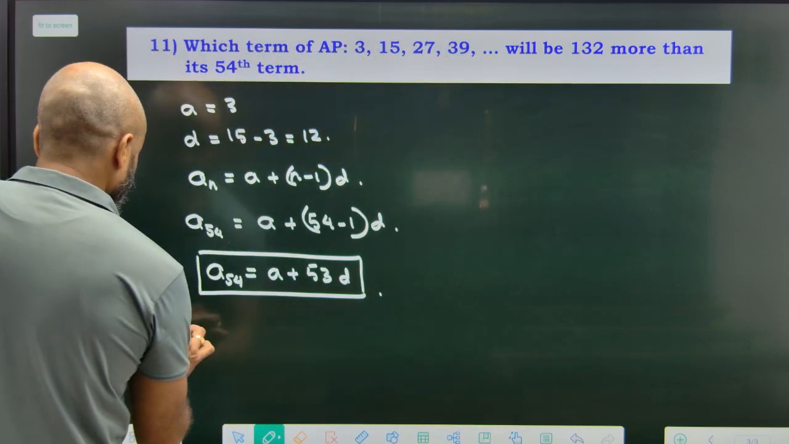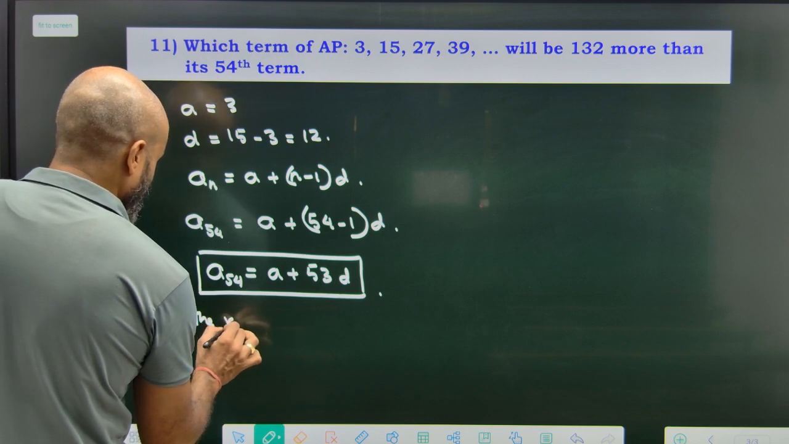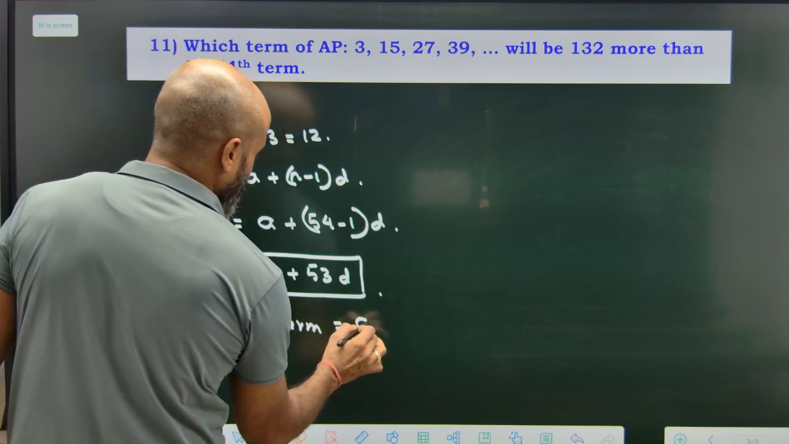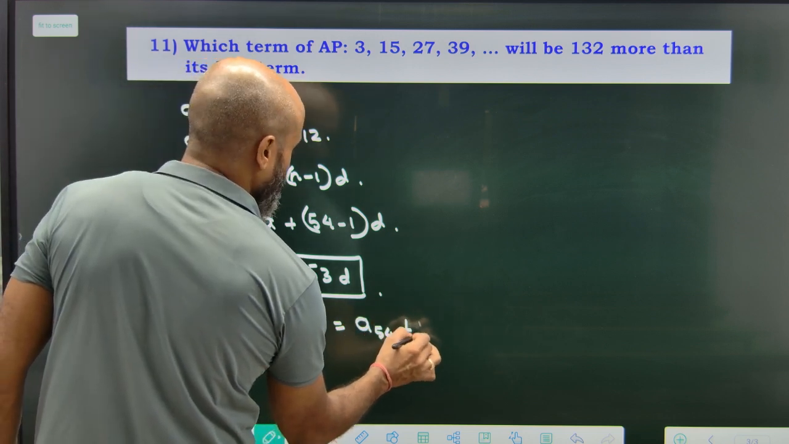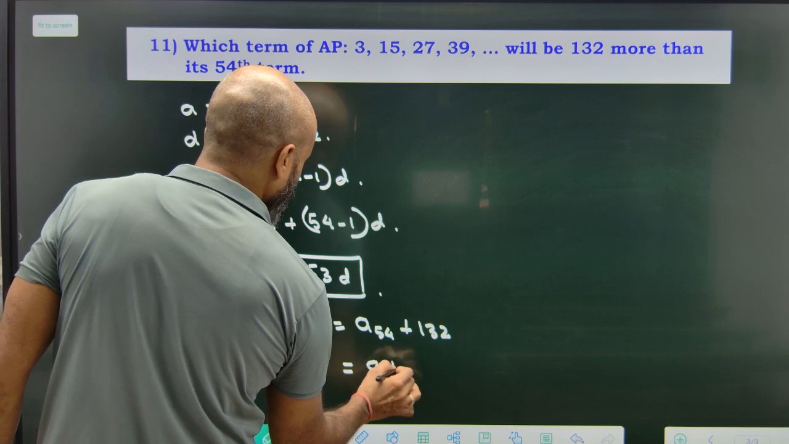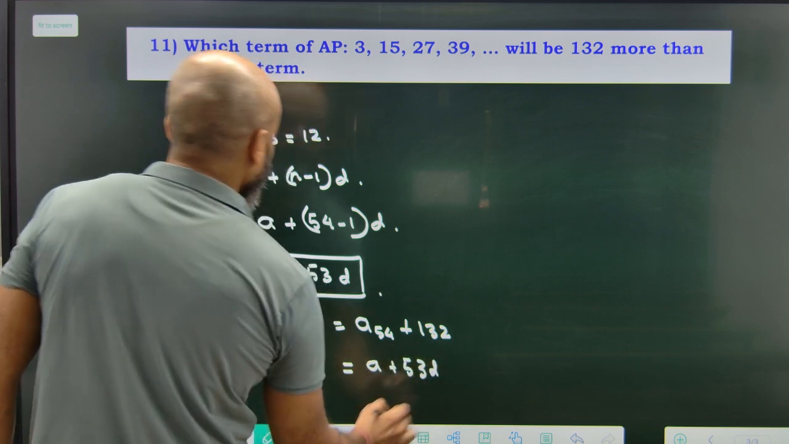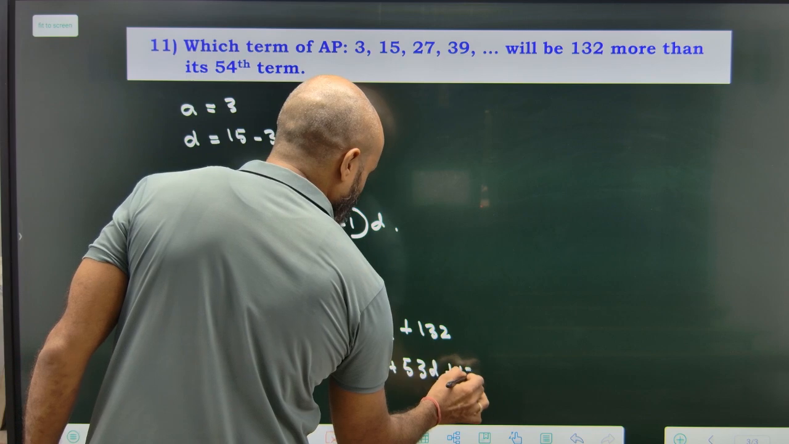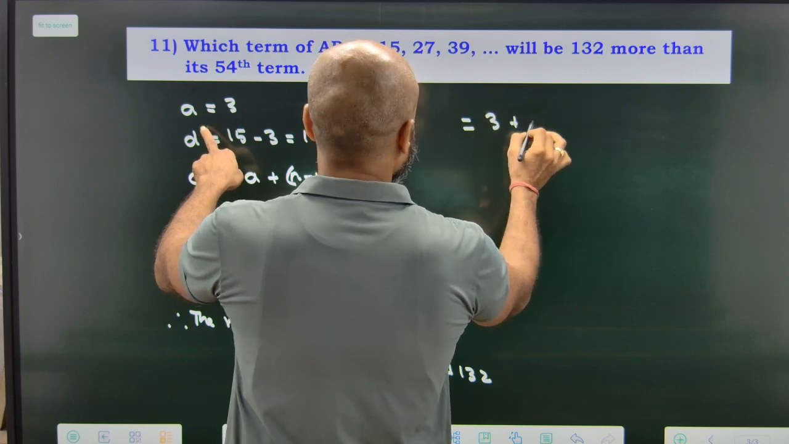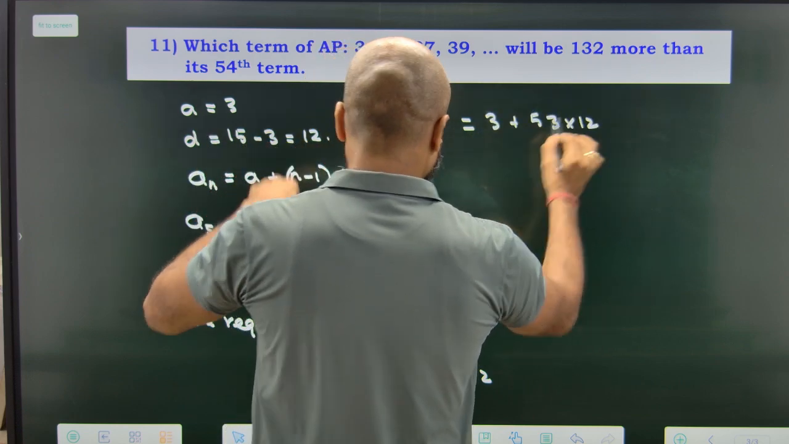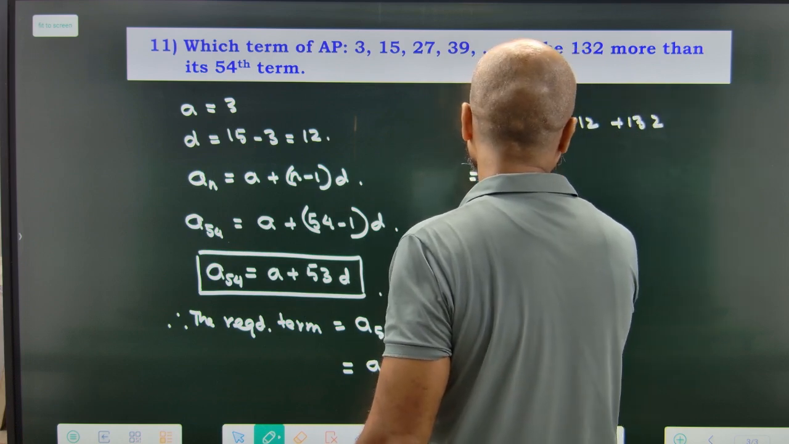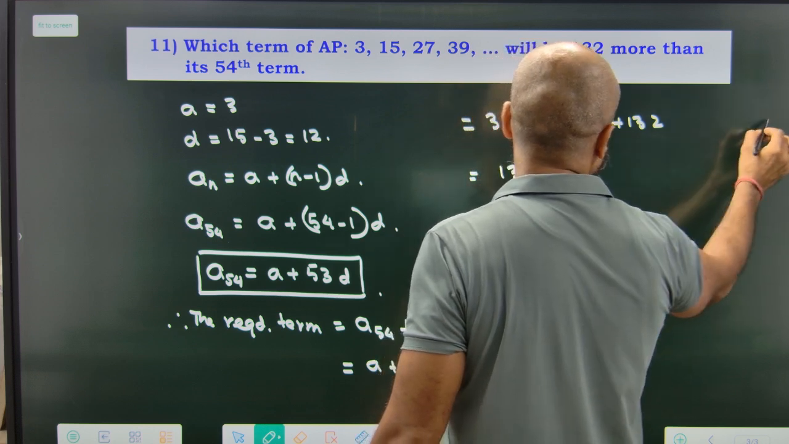So therefore, the required term will be A54 plus 132. So that's going to be a plus 53d plus 132. Now let's put the values here. The value of a here is 3 plus 53 into 12 plus 132. So that's going to be 135 plus 53 into 12.